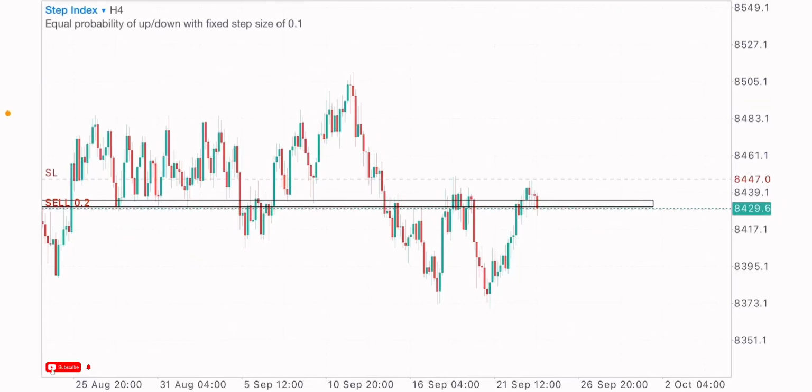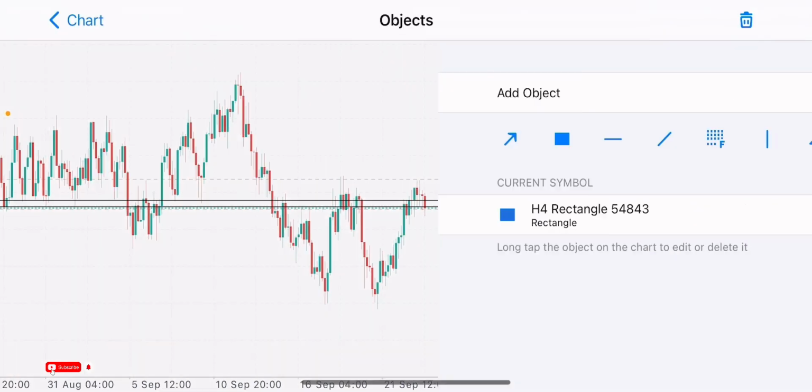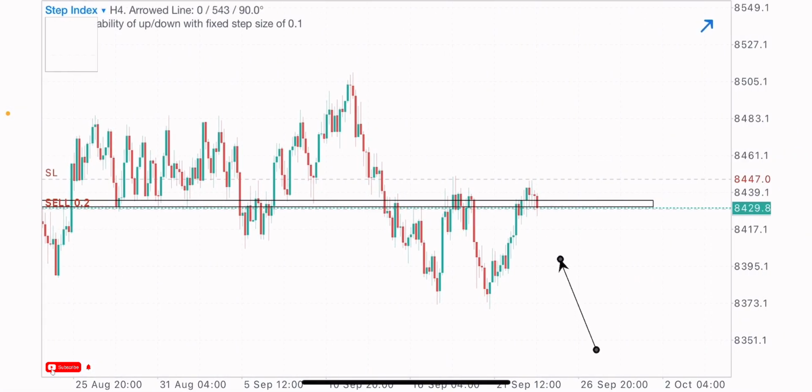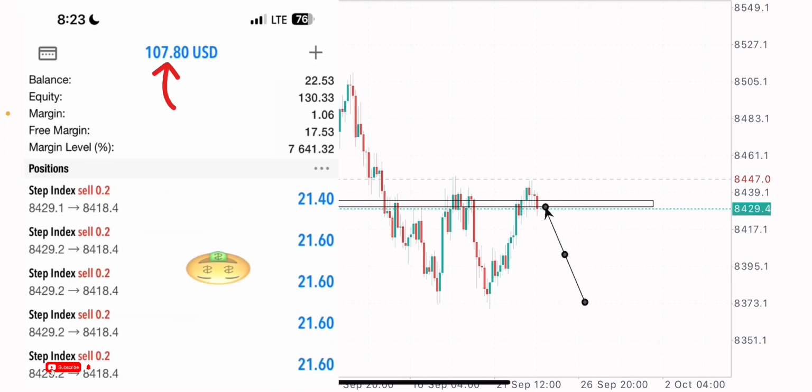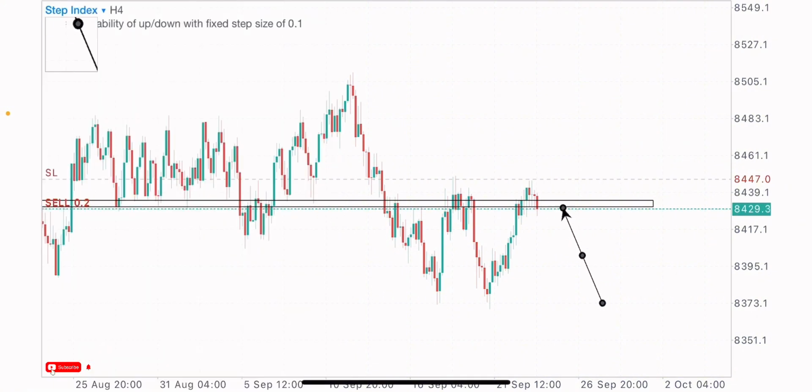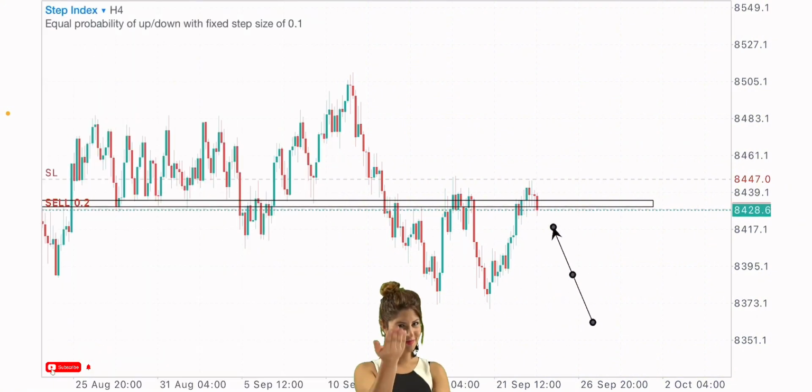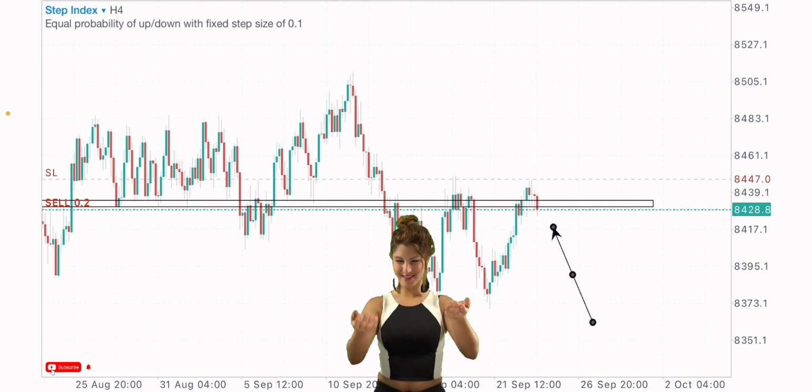Hello guys, there's a market situation on step index and I would want us to analyze the market together. I would want us to have a top-down analysis on this index, and I'm currently on a sell trade. I took a sell trade at this point. So what are my reasons for selling this index? We'll be looking into all of that in today's video. So watch to the end of this video and don't skip any part of it.